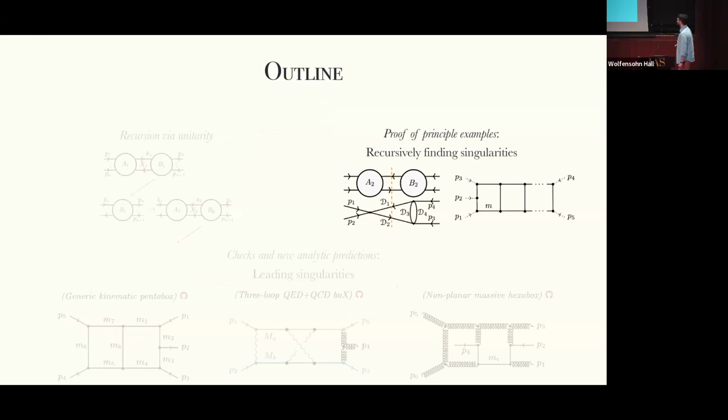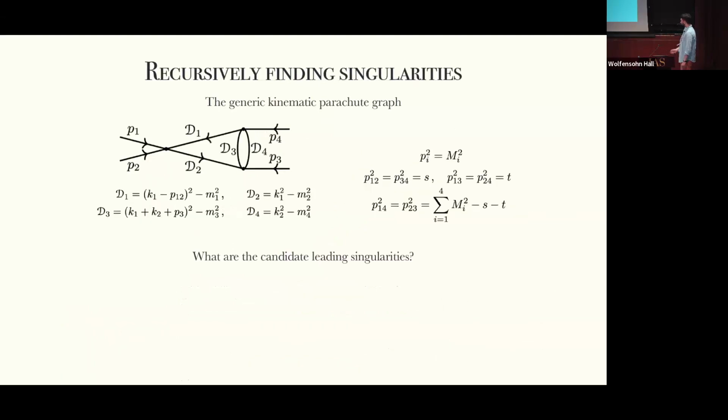So this is a bit formal, and now what I want to do is to illustrate all this in practice. And what I find nice about it is that it really boils down to taking derivatives and computing determinants. There's nothing fancy, really. So let me talk about this generic kinematic parachute graph. By generic kinematic, I basically mean that all the masses in the propagators are different, and all the square masses outside are also different. And the question we ask is, what are the candidate leading singularities, which means what are the singularities that are accessible from the maximal cut?